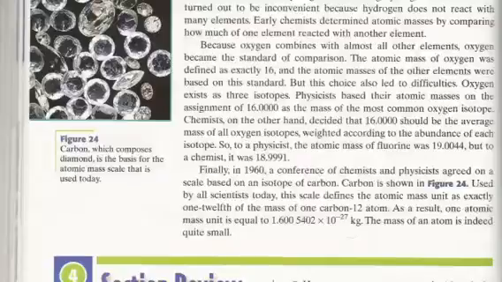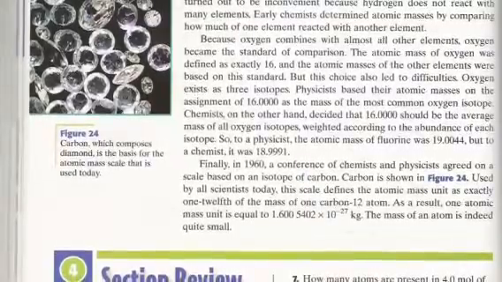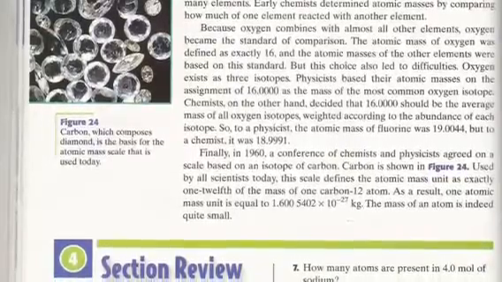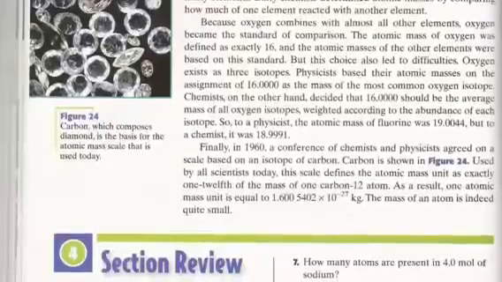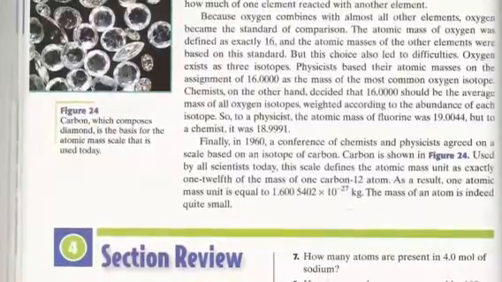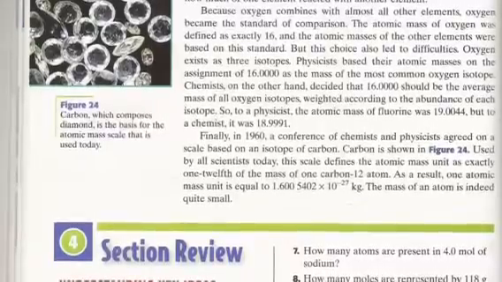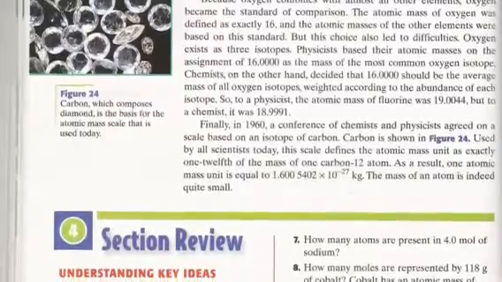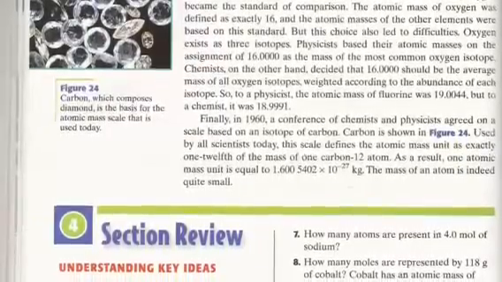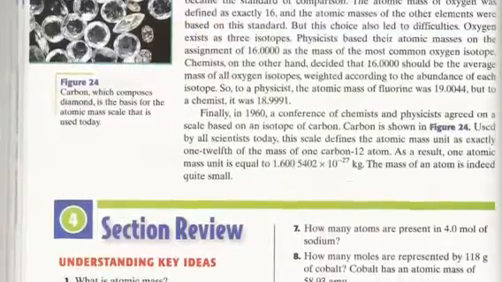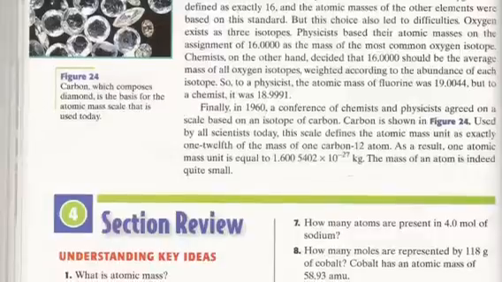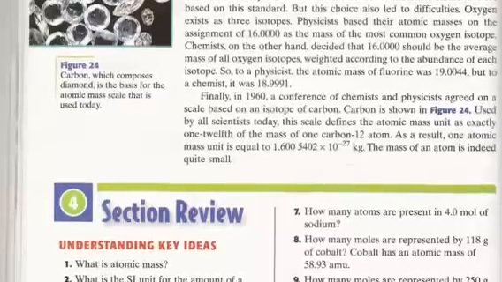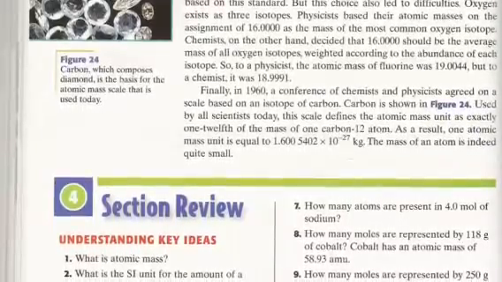But this choice also led to difficulties. Oxygen exists as 3 isotopes. Physicists base their atomic masses on the assignment of 16.000 as the mass of the most common oxygen isotope. Chemists, on the other hand, decided that 16.000 should be the average mass of all oxygen isotopes, weighted according to the abundance of each isotope. So to a physicist, the atomic mass of fluorine was 19.0044, but to a chemist it was 18.9991. Finally, in 1960, a conference of chemists and physicists agreed on a scale based on an isotope of carbon.